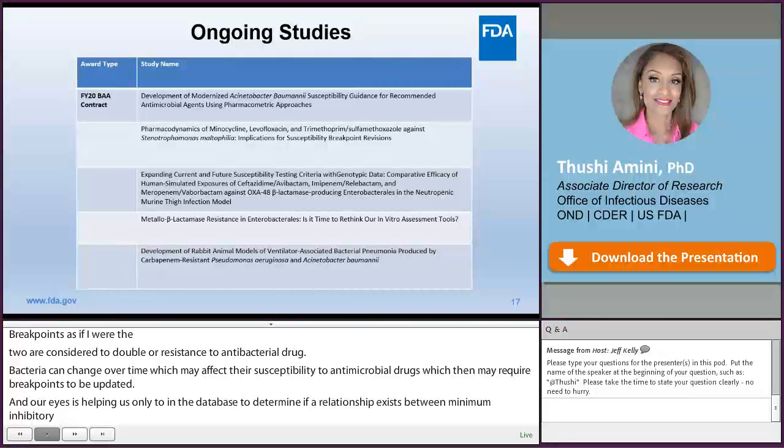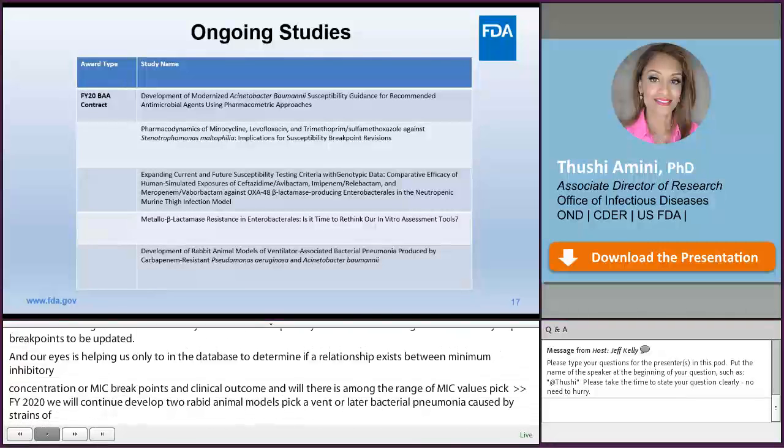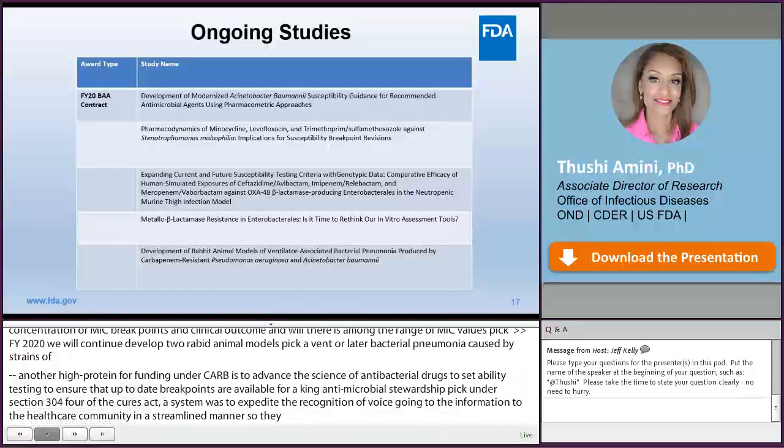In FY20, we will continue to develop 2 rabbit animal models of ventilator-associated bacterial pneumonia caused by carbapenem-resistant strains of Pseudomonas aeruginosa and of Acinetobacter baumannii. Another high priority for funding under CARB is to advance the science of antibacterial drug susceptibility testing to ensure that up-to-date breakpoints are available for patient care and antimicrobial stewardship. Under Section 3044 of the Cures Act, a system was created to expedite the recognition of breakpoints so that up-to-date information is available to the healthcare community in a streamlined manner so that physicians are able to select appropriate antibacterial drugs. And we awarded 4 contracts to determine whether breakpoints need to be adjusted, and these contracts were just recently awarded last month.